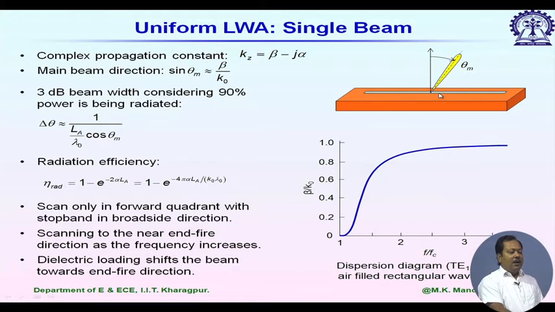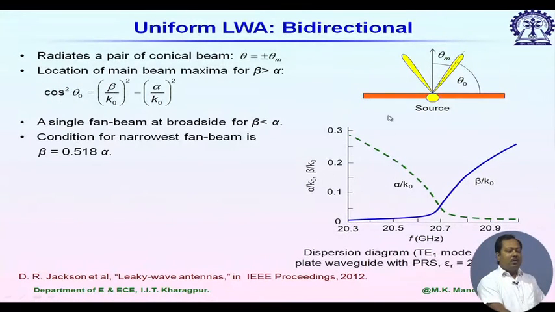Now, the beam width depends on alpha. So, depending on application requirements, we have to choose a proper alpha value and the length of the antenna. In this case, we are having one single beam. We can also generate dual beam, sometimes used for imaging applications.